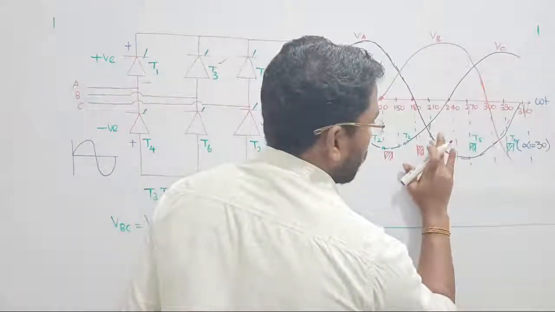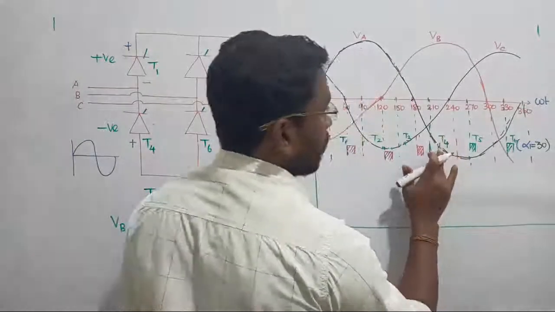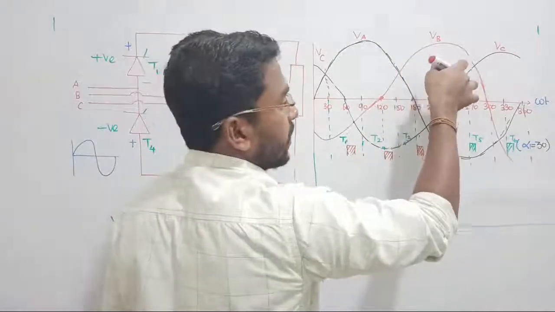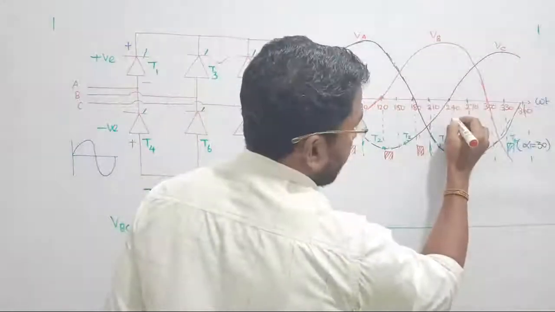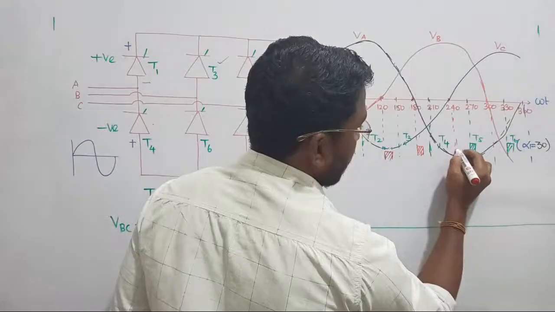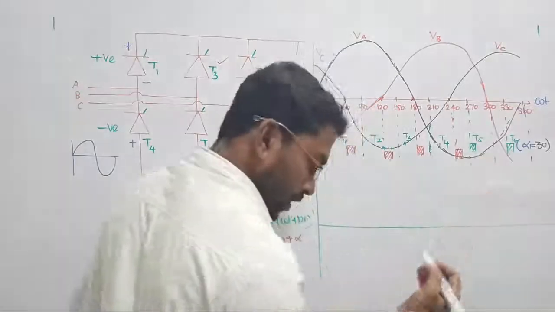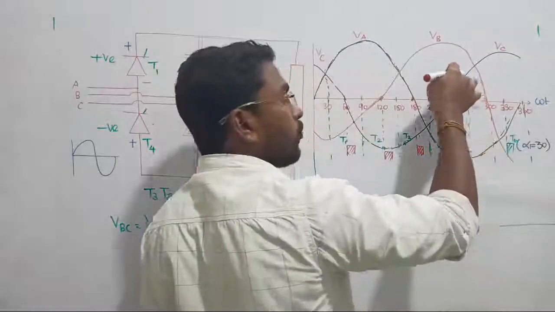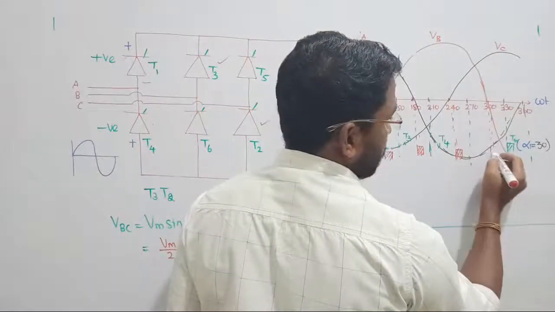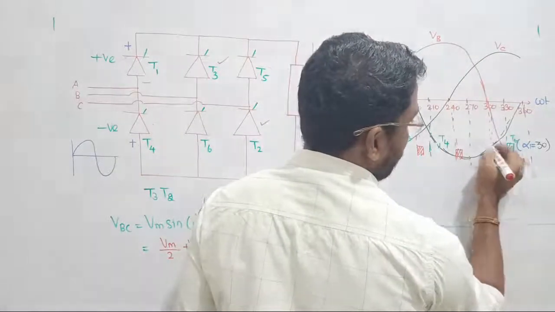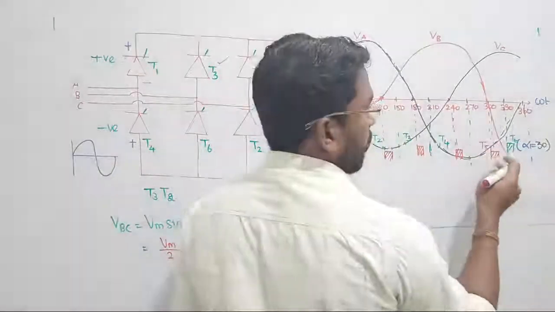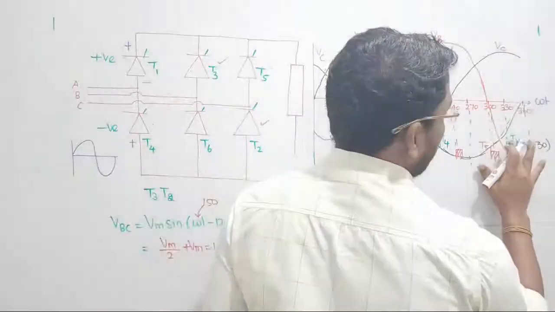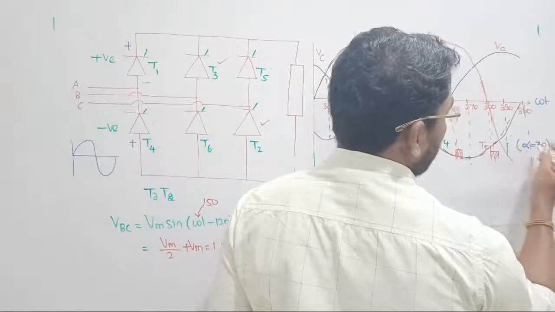Let us rub this one. Where will T4 be triggered? From 180, after 60 degree, that is 240. At 240 we are going to trigger thyristor T4. Now from here after 60, 240 plus 60 becomes 300, no? Yes. At this point we are going to trigger thyristor T5. Now from here after 60 degree we are going to trigger thyristor T6.